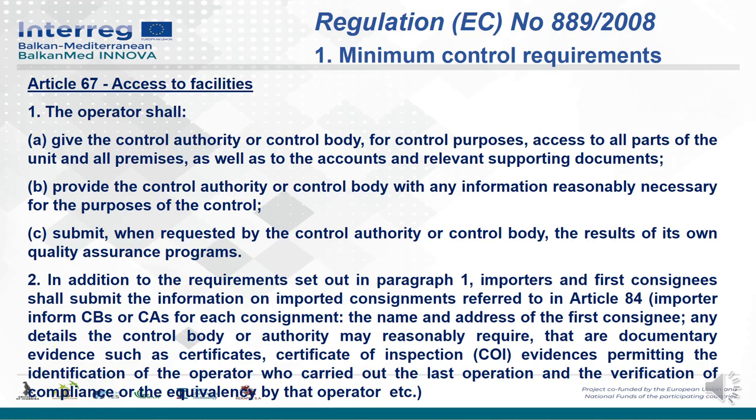Article 67. Access to facilities. The operator shall give the control authority or control body, for control purposes, access to all parts of the unit and all premises, as well as to the accounts and relevant supporting documents. B. Provide the control authority or control body with any information reasonably necessary for the purposes of the control. C. Submit, when requested by the control authority or control body, the results of its own quality assurance programs.